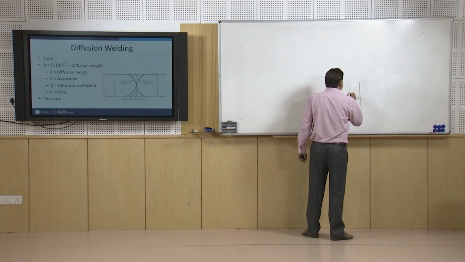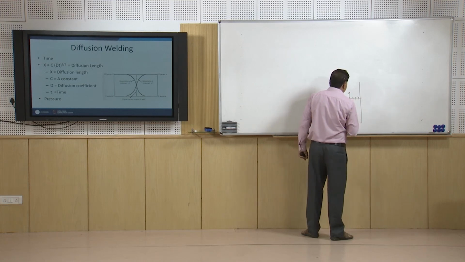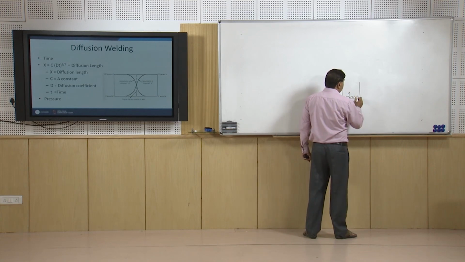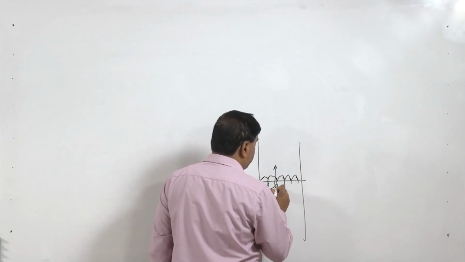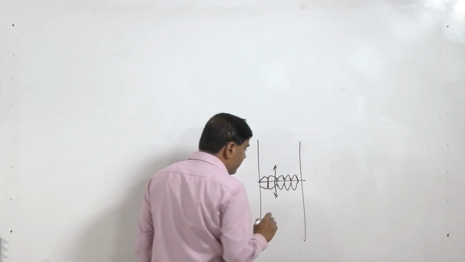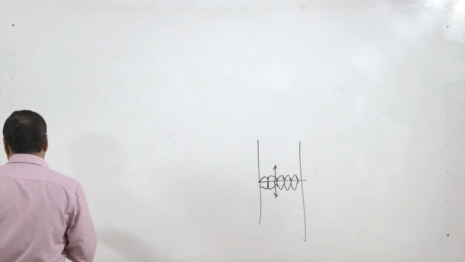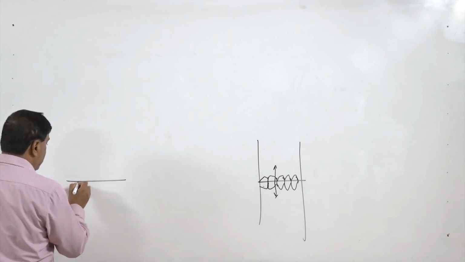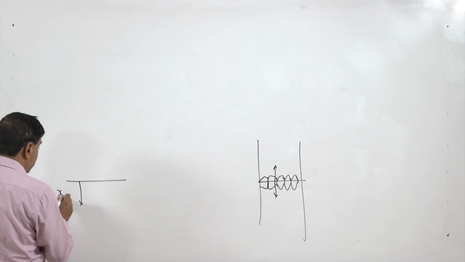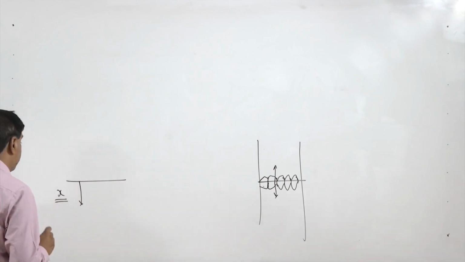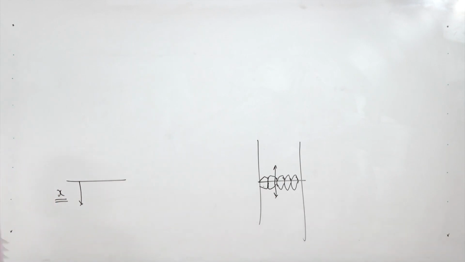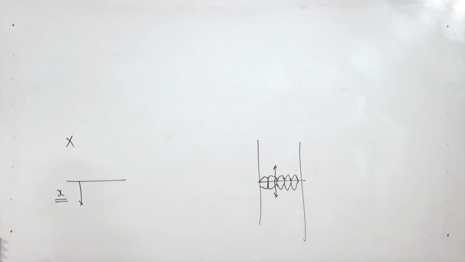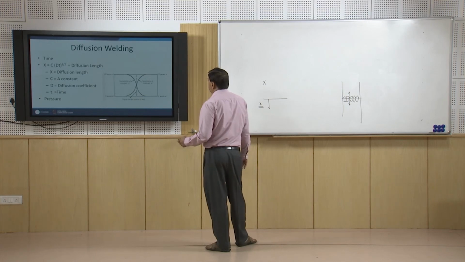So, how far the material will be affected metallurgically in the course of the diffusion process will depend upon the conditions under which diffusion is taking place. If this is the interface, the distance up to which the diffusion will be occurring is found to be a function of certain things. So, x is the extent of the diffusion length, the extent up to which diffusion will be taking place.